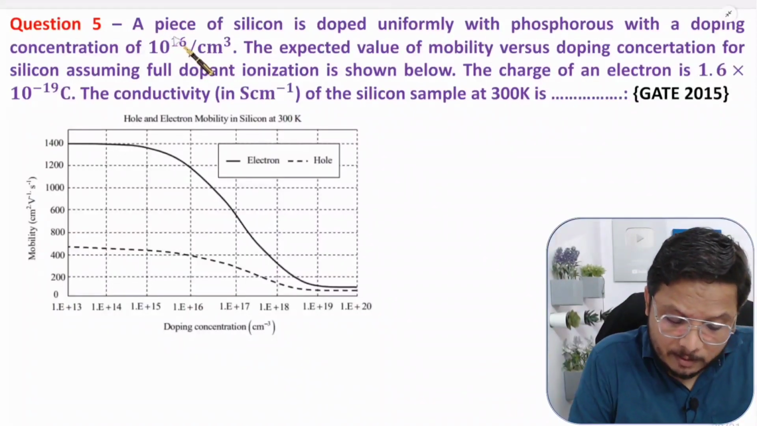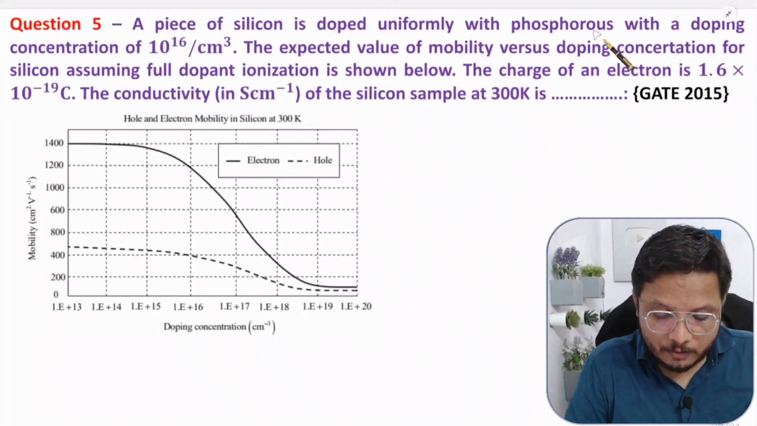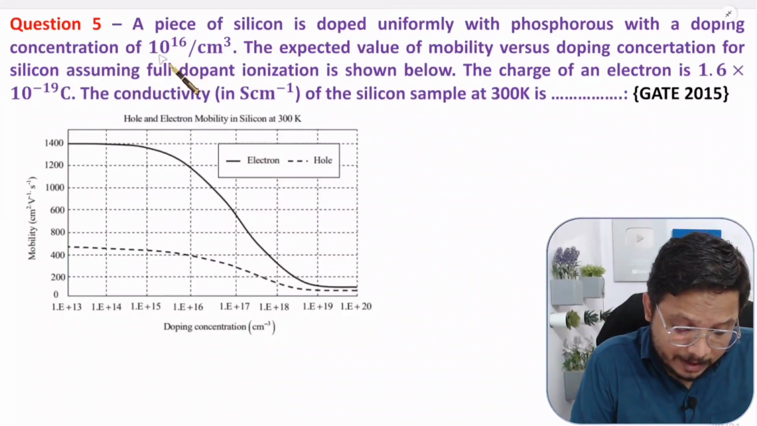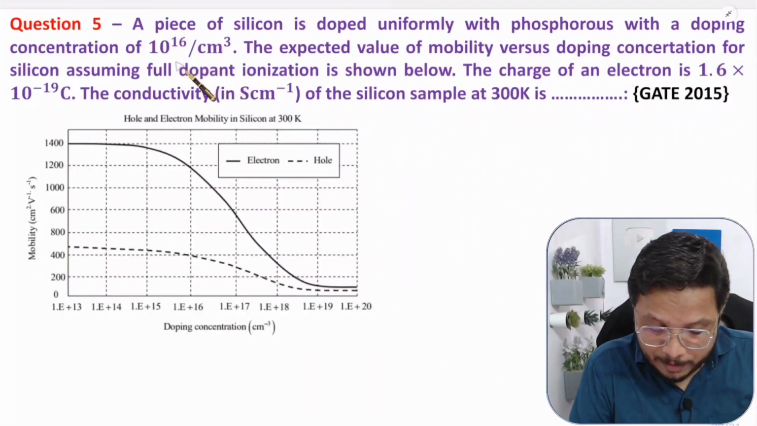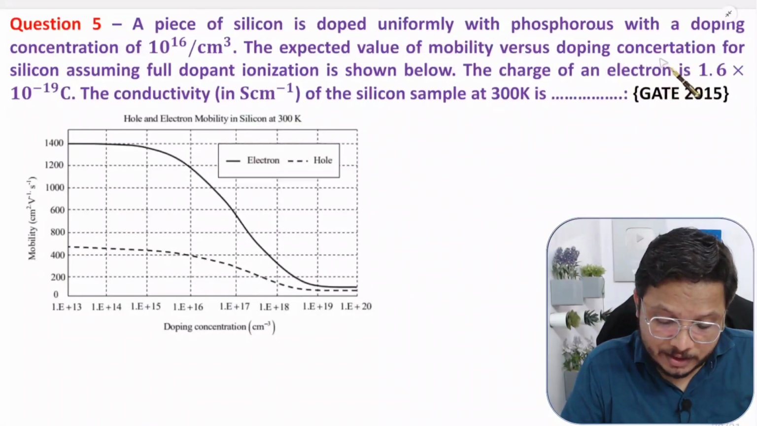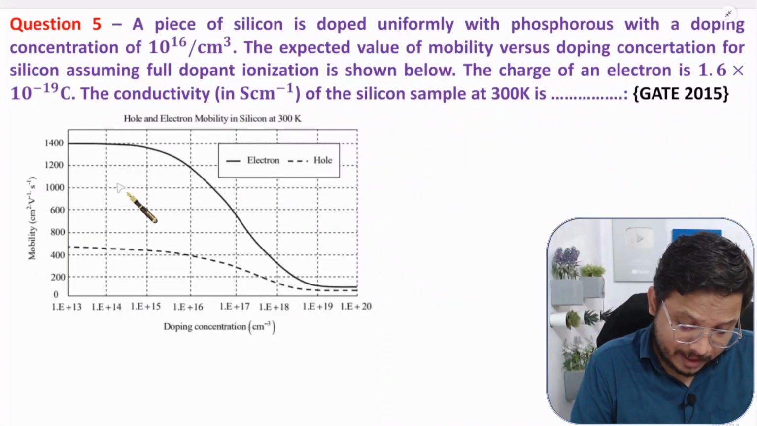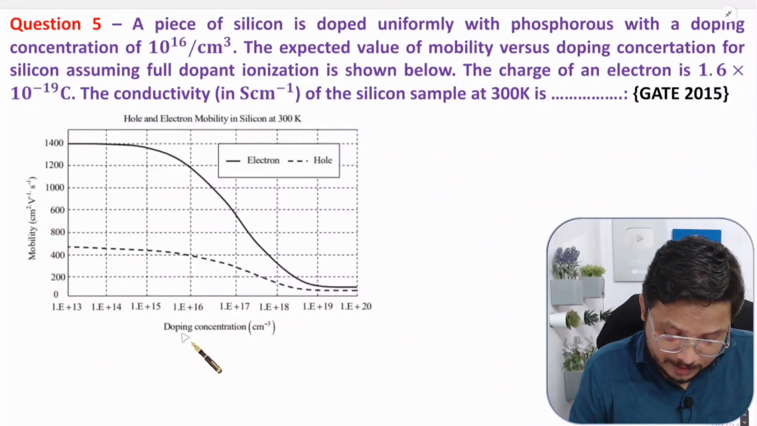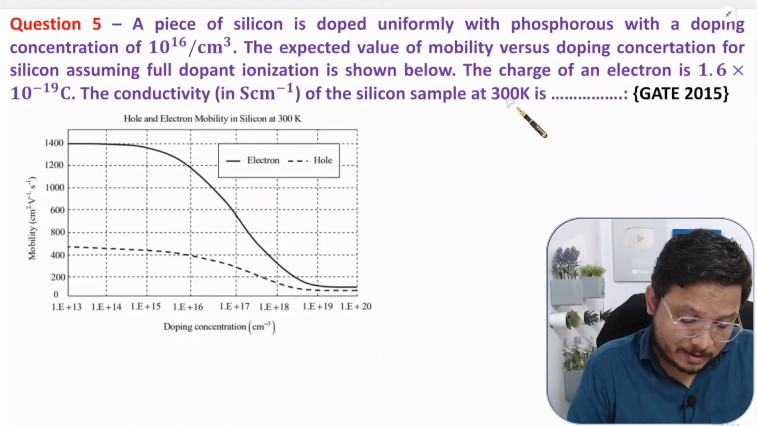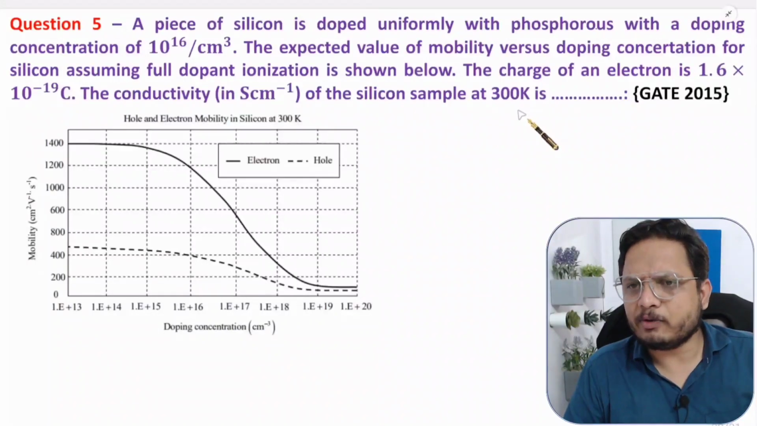A piece of silicon is doped uniformly with phosphorus. So when you dope things with phosphorus, you will be making N-type semiconductor material, right? With a doping concentration of 10 to the power 16 per centimeter cube. So here doping concentration is given. The expected value of mobility versus doping concentration for silicon assuming full dopant ionization is shown below. So here we are given with graph in which mobility versus doping concentration graph that is given to us. The charge of electron is given, as well as we need to find conductivity of silicon sample at 300 Kelvin. So we need to find conductivity.